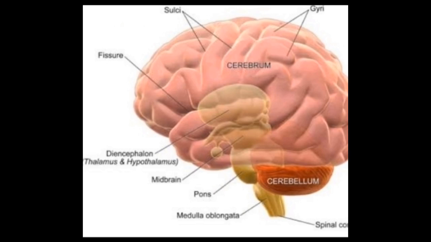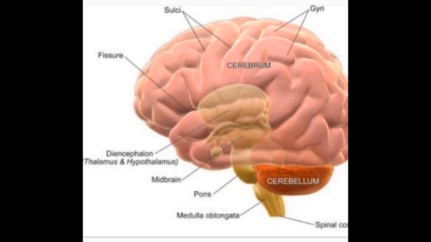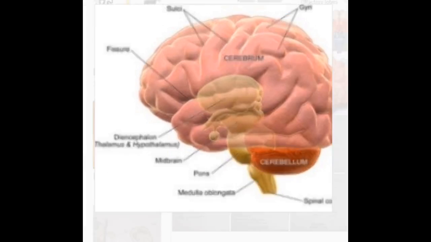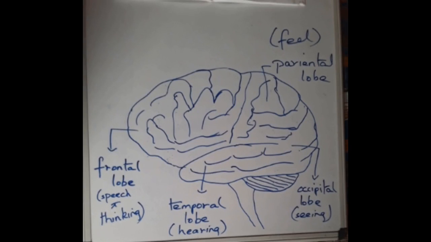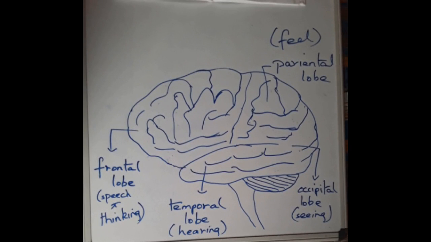So, along with this, you can see the cerebrum has four lobes. Okay, it is divided into four lobes. You can see the first one is known as the frontal lobe. Okay, it is responsible for speech and thinking, reasoning and all. Then comes the temporal lobe. It is for auditory functions.